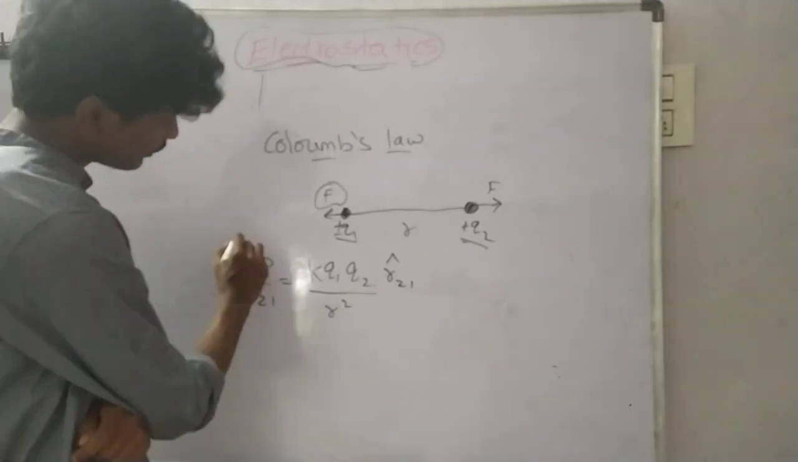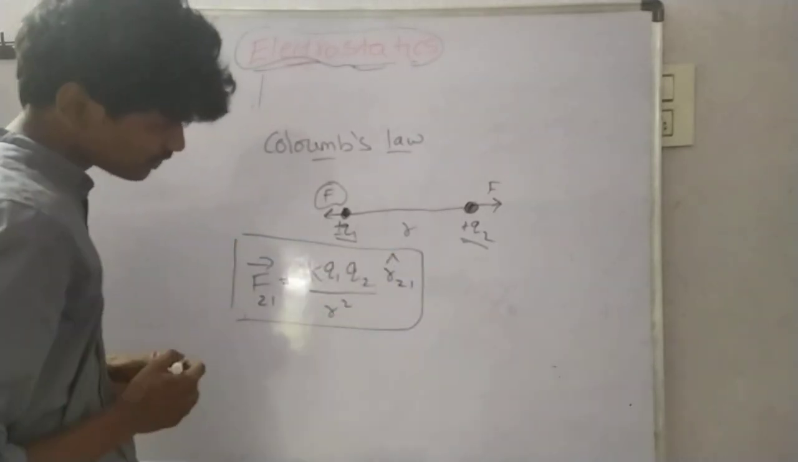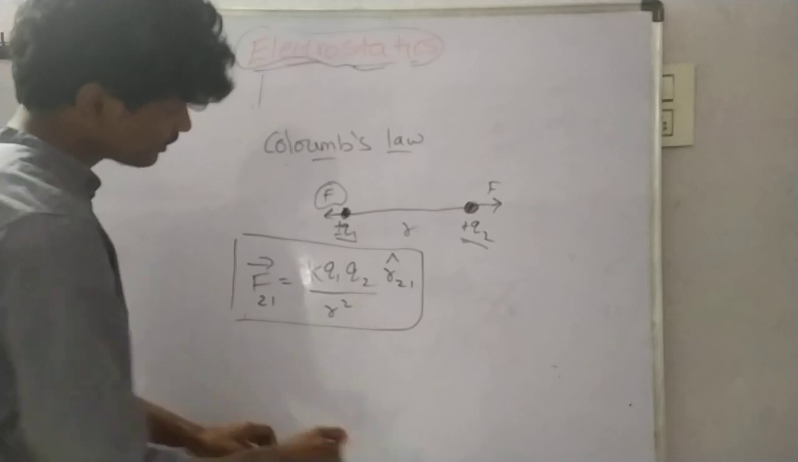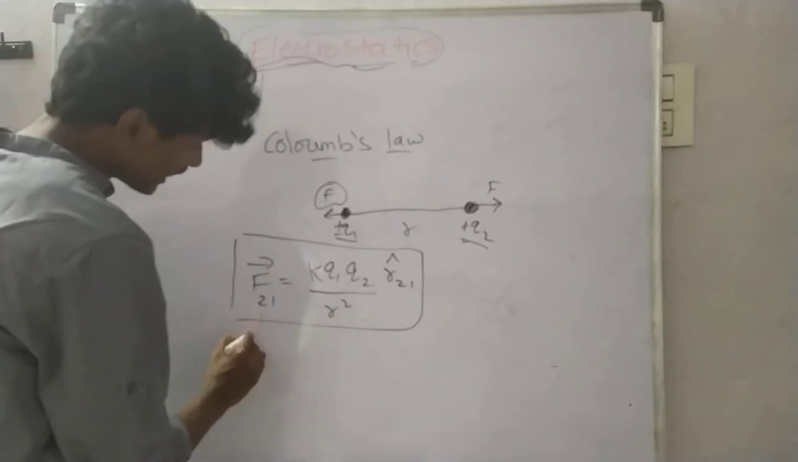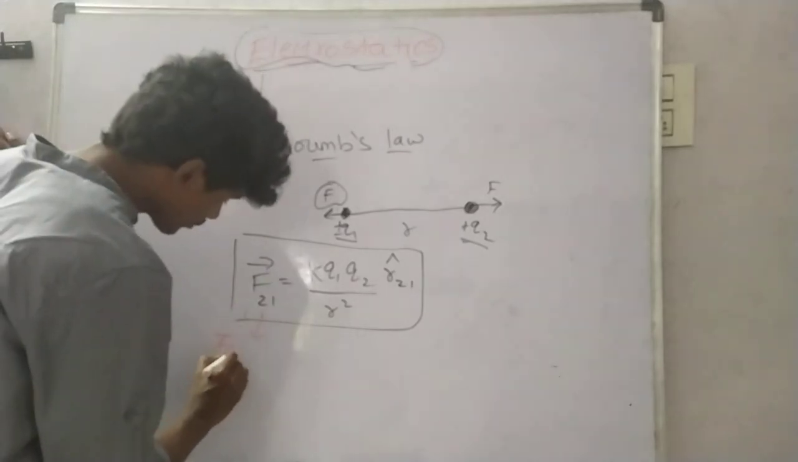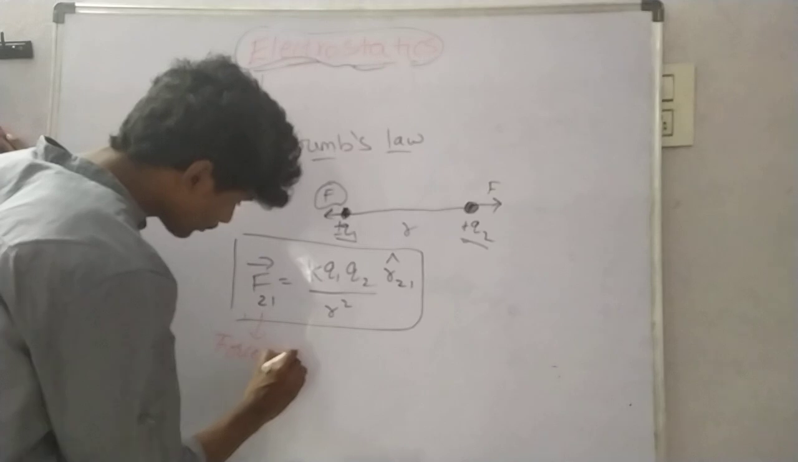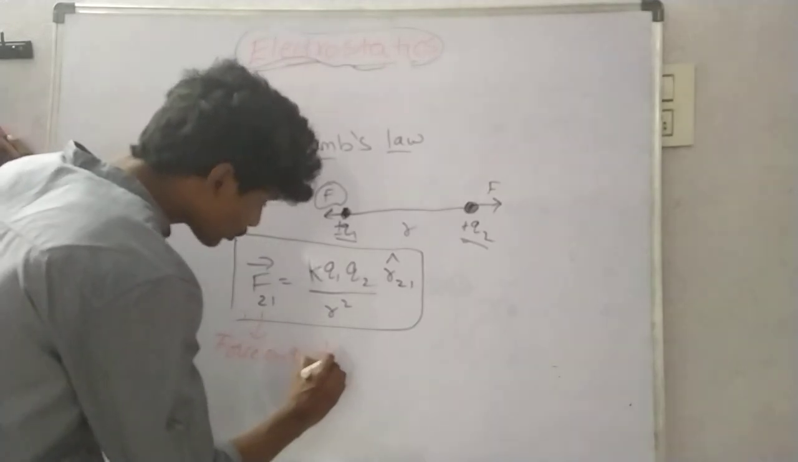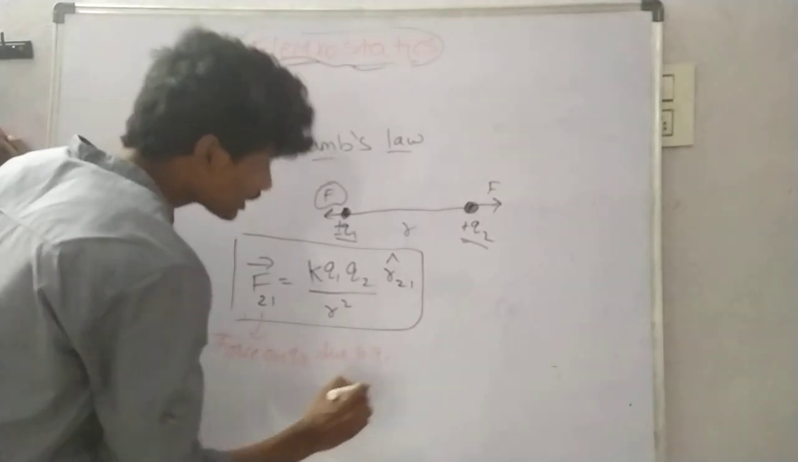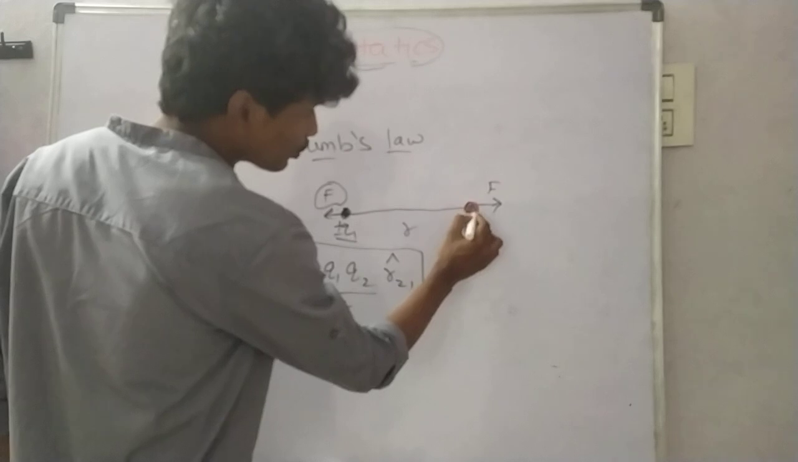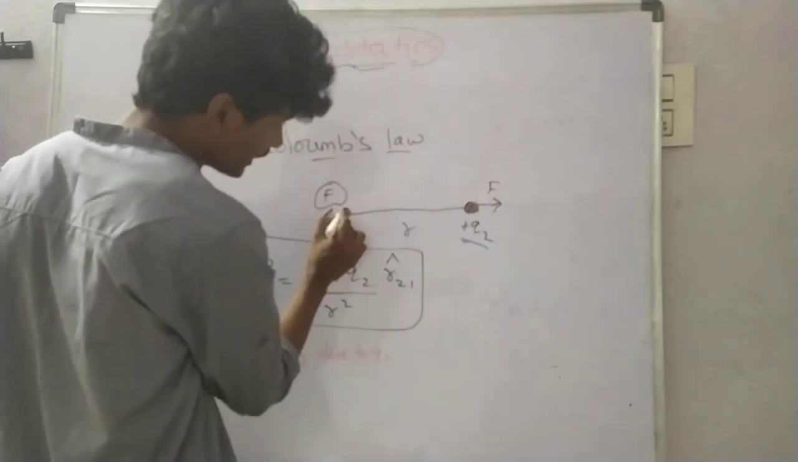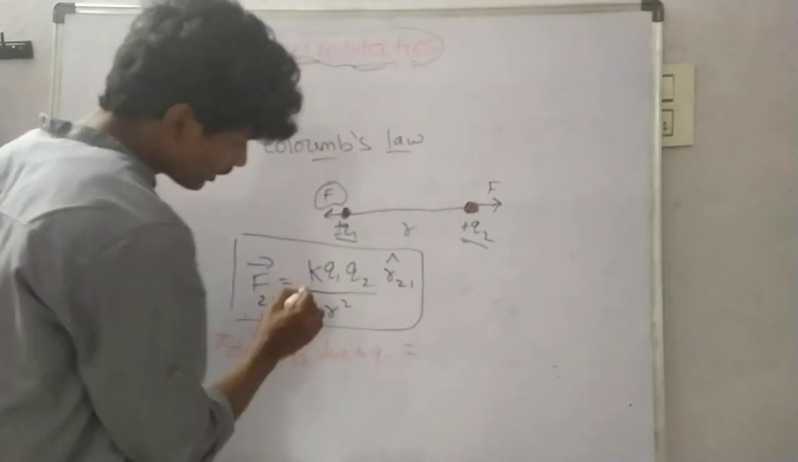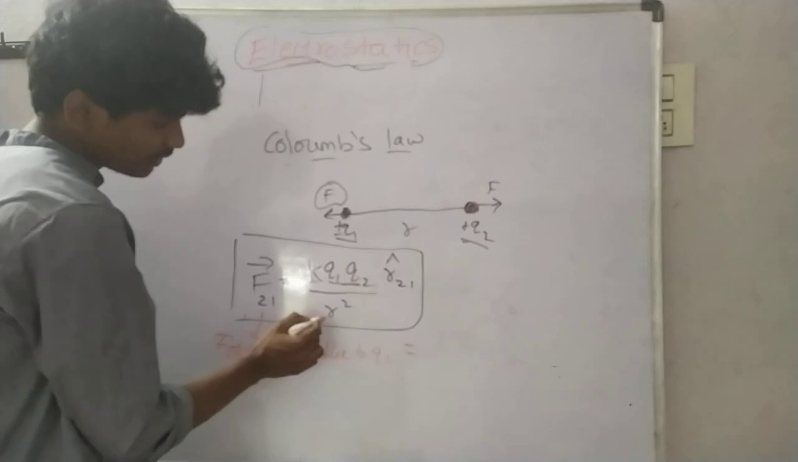So let's try to understand this equation. What does this equation say? This equation says the force on the second charge, that is, the force on Q2 due to Q1. That means the force on this charge Q2 because of the charge Q1 here will be equivalent to K into the product of these two charges by R square.